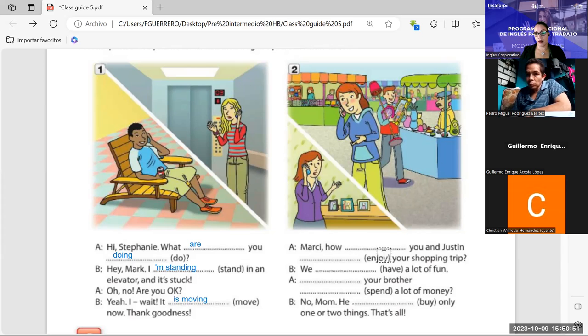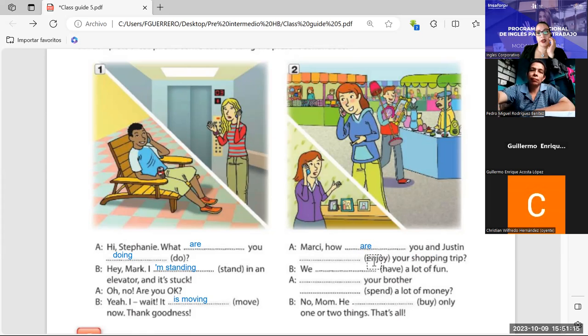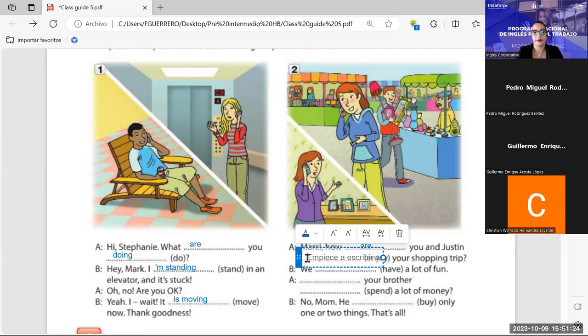Okay, Marcy, how did you enjoy your shopping trip? How? Es una pregunta, luego seguiría qué. Are. How are you? You and Justin, y tenemos el verbo enjoy. We are enjoying. Enjoying. That is correct. How are you and Justin enjoying your shopping trip?